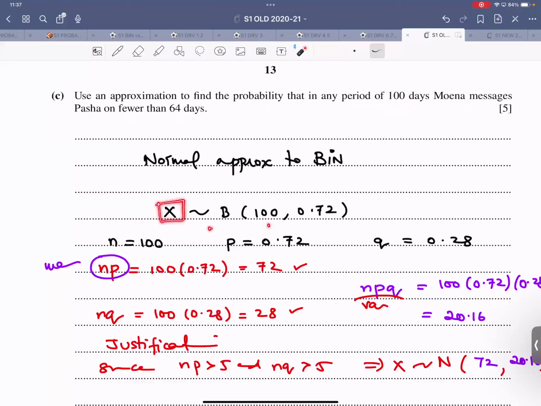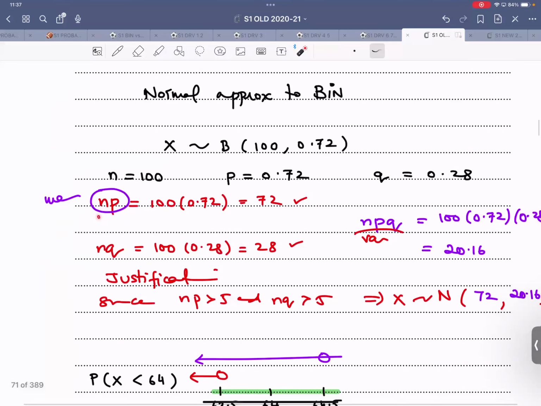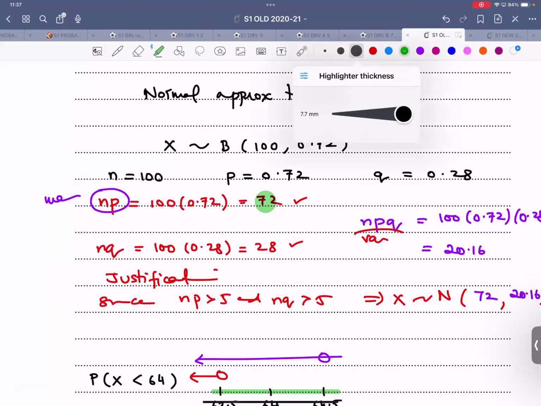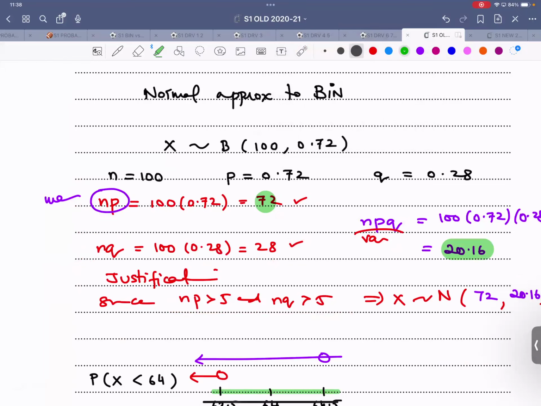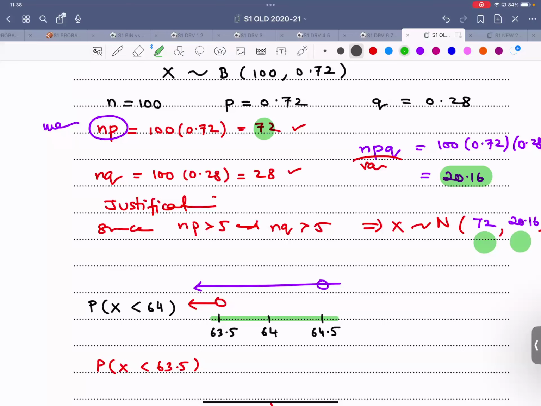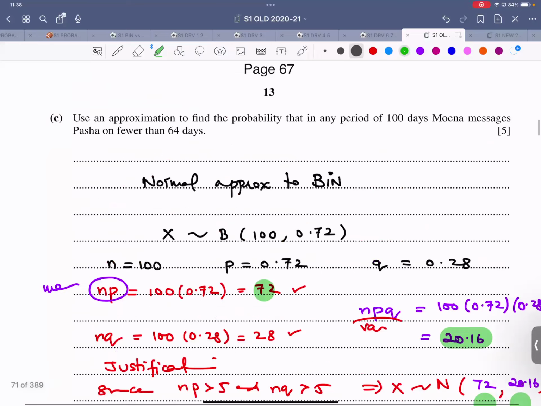Normal approximation to binomial. X follows a binomial distribution 100, 0.72. This is n, this is p, this is q. Calculate each thing separately. np is there, nq is there. These two are for justification, whether they ask for it or not. npq is variance. Greater than 5, greater than 5. Yes, it's justified. Now choose 72, and now choose 20.16. So that becomes your np and npq, your mean and variance. And then it says on fewer than 64 days.